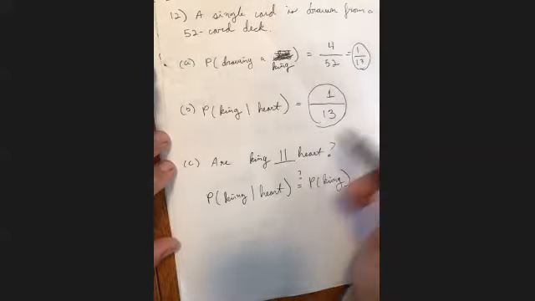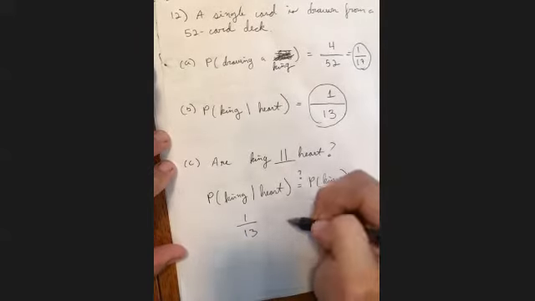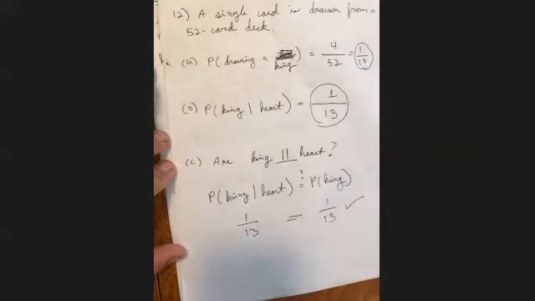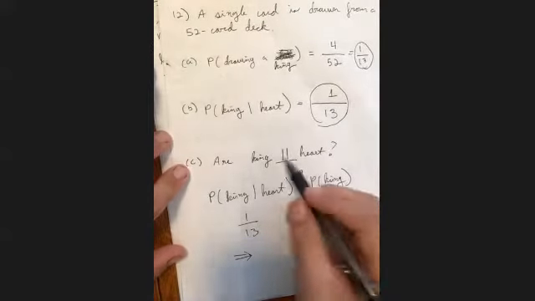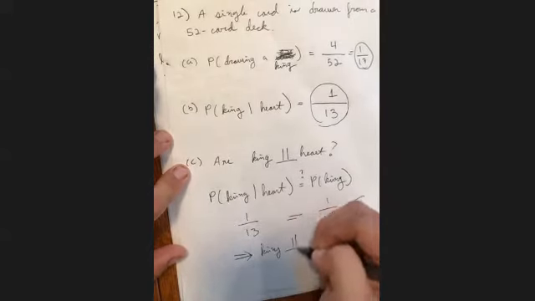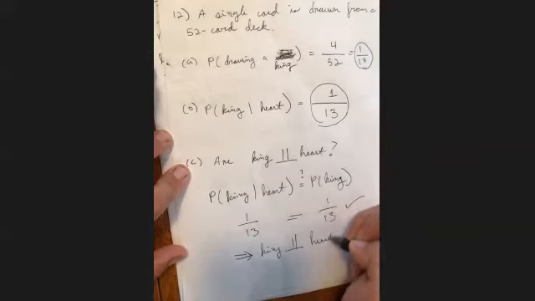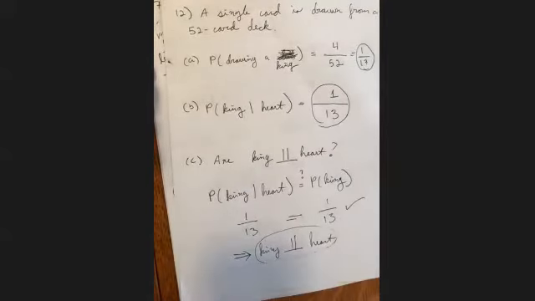Well, we computed the two up here. This was 1/13. This is 1/13. Those are equal. That's a check. Therefore, this is a true statement. King is independent from heart. So that's one way of verifying independence using conditional probability.